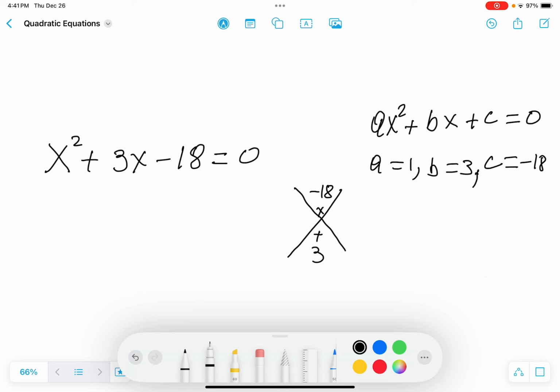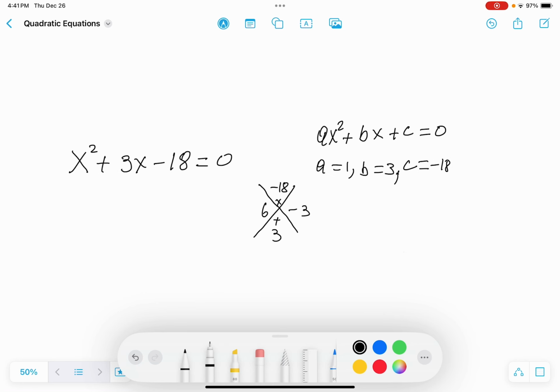Okay, let's try 6 times negative 3. If I multiply 6 by negative 3, I get negative 18. If I add 6 plus negative 3, I get positive 3. So now I can rewrite this quadratic equation in factored form as x plus 6 times x minus 3 equals 0.